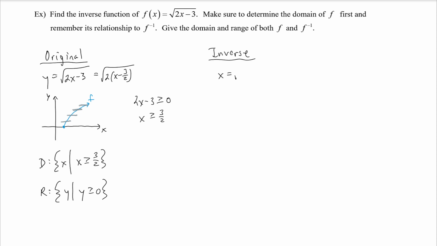x has to equal the principal square root of 2y minus 3. I put x's where there was a y, and I put y's where there was an x. But then I need to solve for y. So I'm going to square both sides. Then I'm going to add 3 to both sides, and then multiply everything by a half.